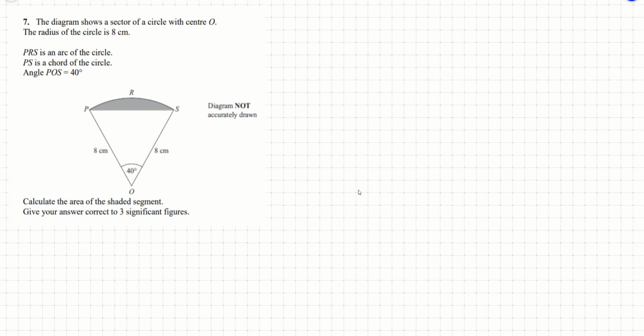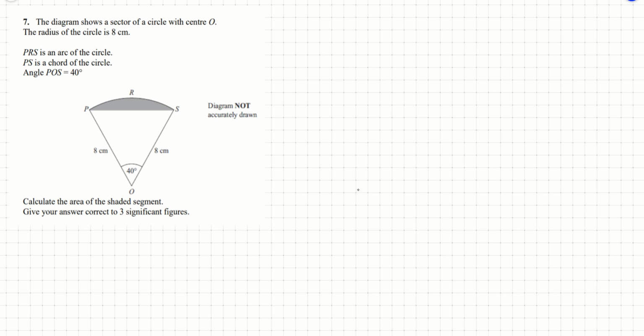So in this video we're going to look at an exam question involving both area of a compound shape and area of sectors. A compound shape is a shape that's made up out of two or more simpler shapes. In this question we're asked to find the area of the shaded segment PRS, and we can see that the shaded segment is the whole shape, which is a sector, minus the white triangle.